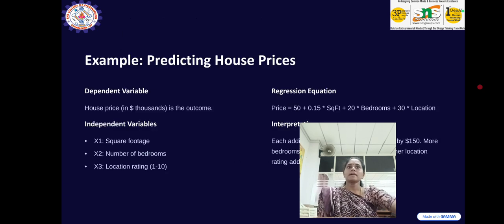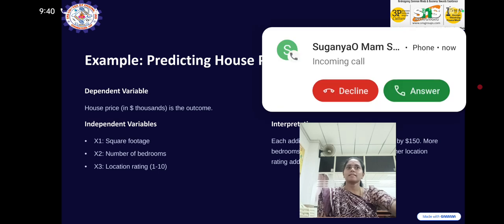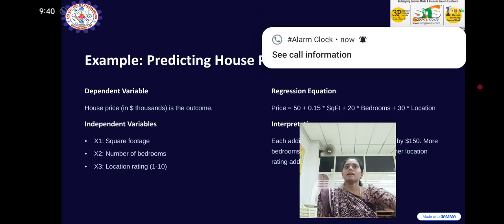Next is predicting house price. Consider the problem of predicting house price based on characteristics like square footage, number of bedrooms, and location rating. In this scenario, the dependent variable is house price, while the independent variables are square footage, number of bedrooms, and location rating. The regression equation might look like price = 50 + 0.15 × square feet + 20 × bedrooms + 30 × location. This equation implies the following interpretation.